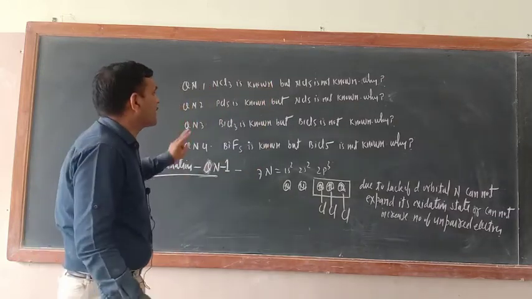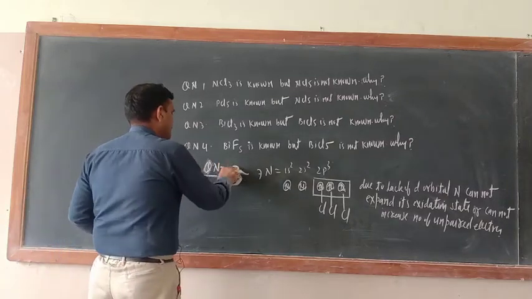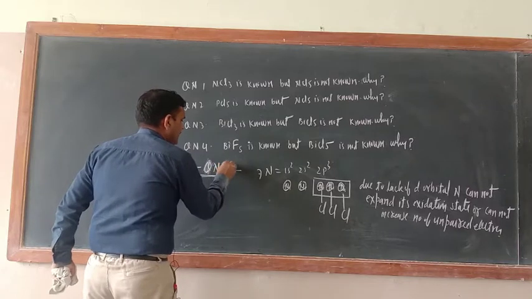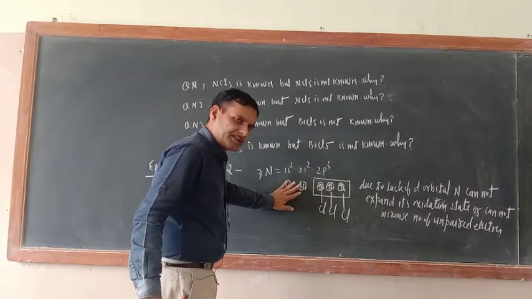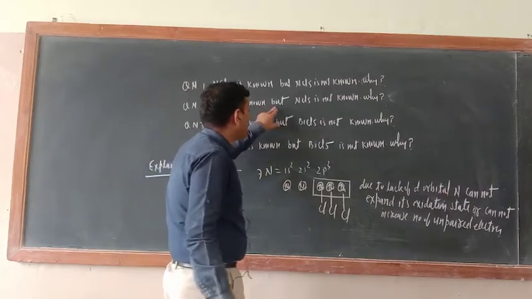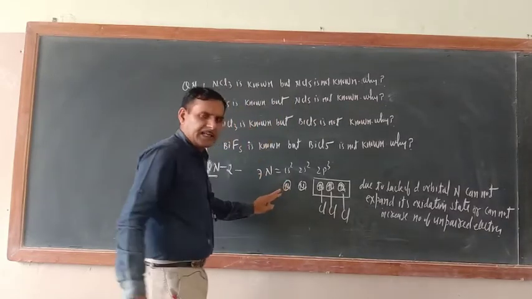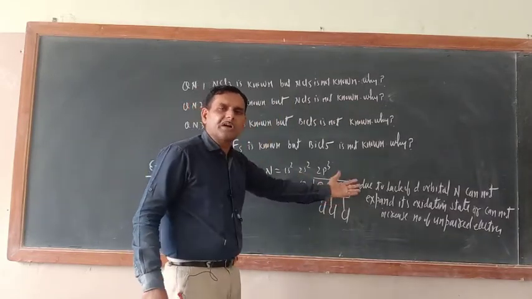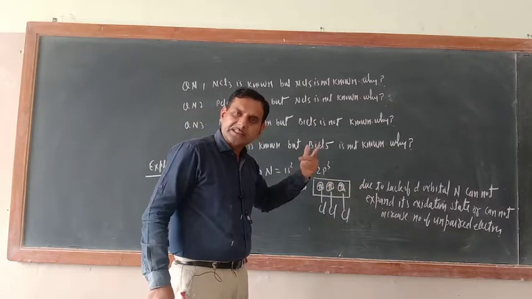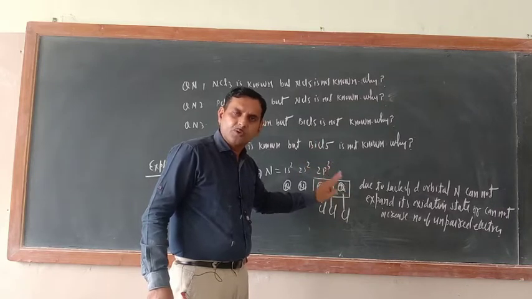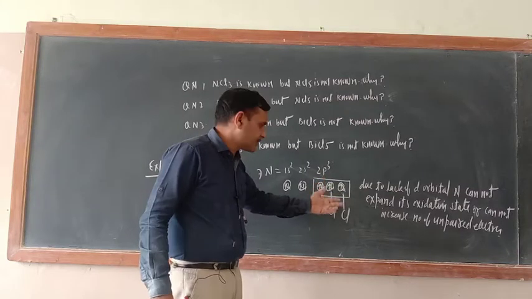Now what about the explanation of the second question? So just see, the explanation of the second question is also related to this one only. Just try to understand. Question 2: PCl5 is known, but NCl5 is not known. Why? Why is NCl5 not known? This is the only reason, because nitrogen cannot expand its oxidation state. It cannot expand its number of unpaired electrons. Only 3 unpaired electrons are there, so it can form the compound in the +3 oxidation state.